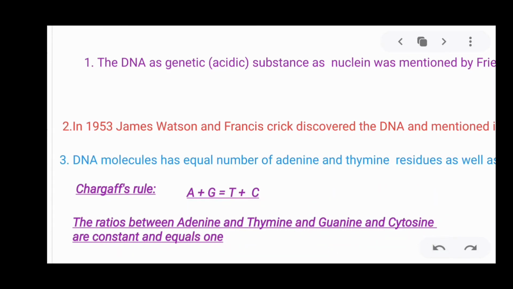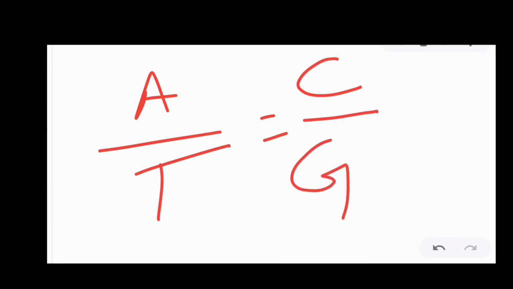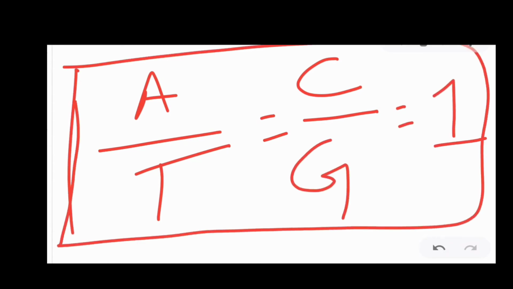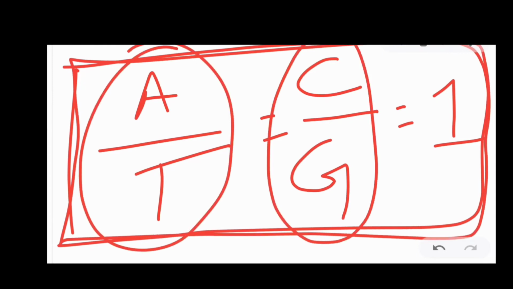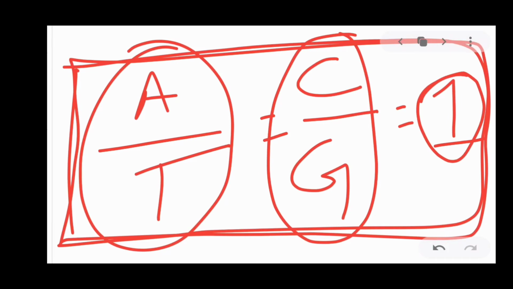I'll repeat it once again. The ratios between the adenine and thymine, that is these two parts, and guanine and cytosine are constant and equal to 1. So how can we mathematically represent this? It is represented by adenine by thymine equals cytosine by guanine equals 1. This is how we represent it mathematically, because this is equal to this. So they both are constant. That is why it is equal to 1.